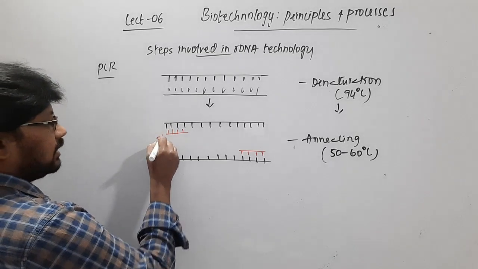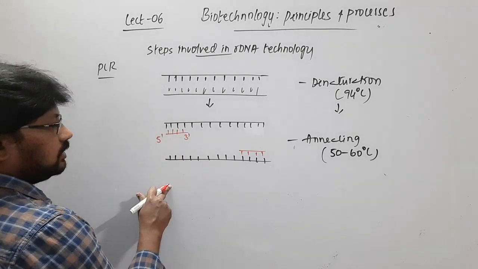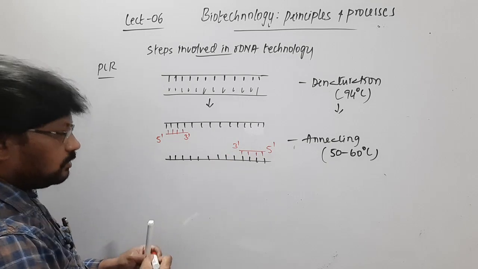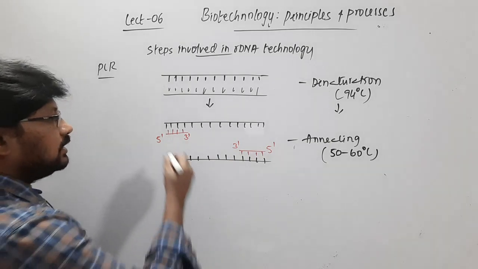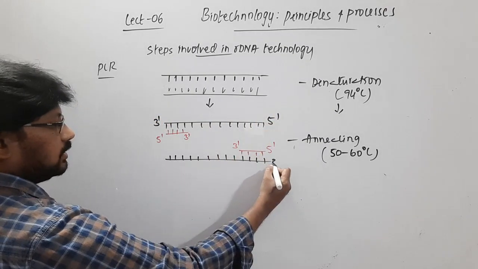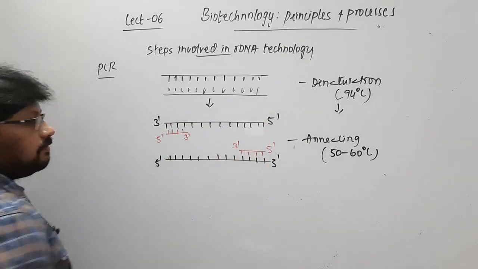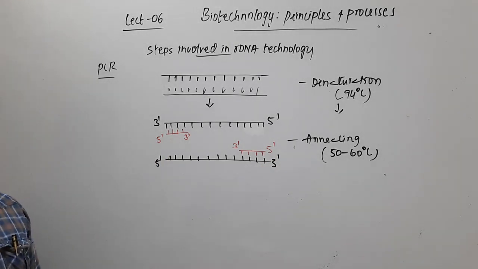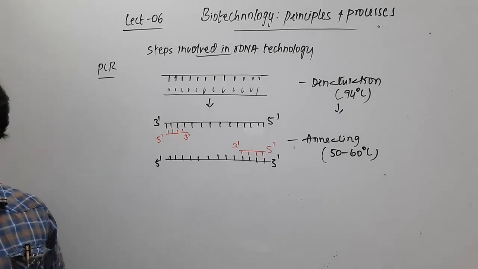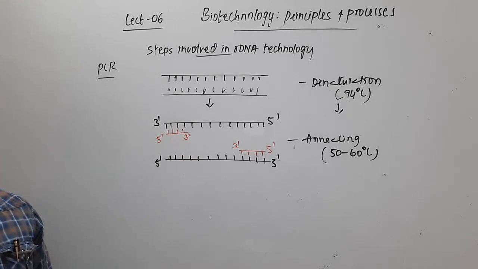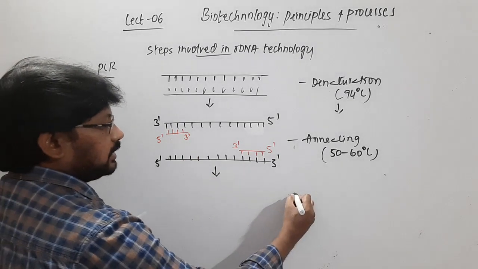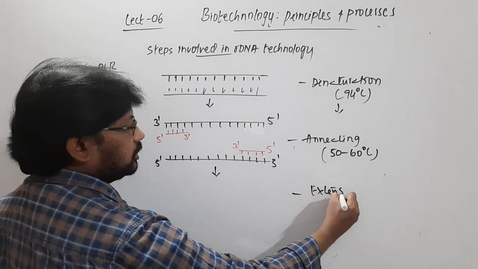So this side it has 5' and this side it is 3', and here it is 5' and this is 3'. So it means that the polarity of the strands will be 3' and 5' here, and this is 3' and 5'. So this attachment of primers to the DNA strands is called the annealing process. Now the next step is called extension.